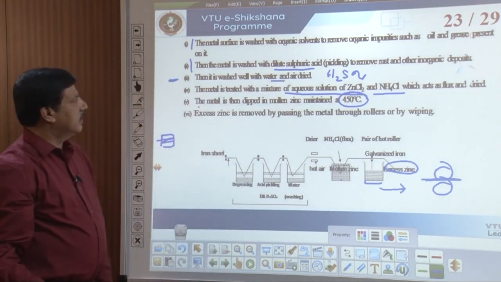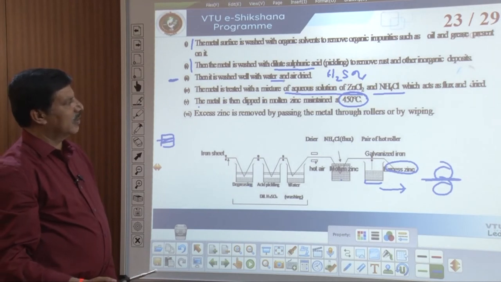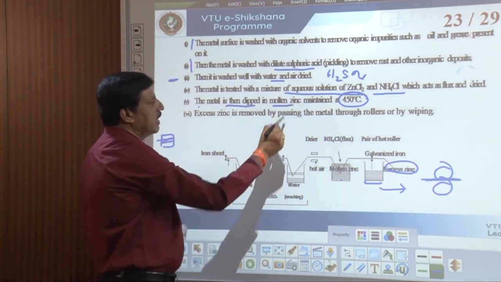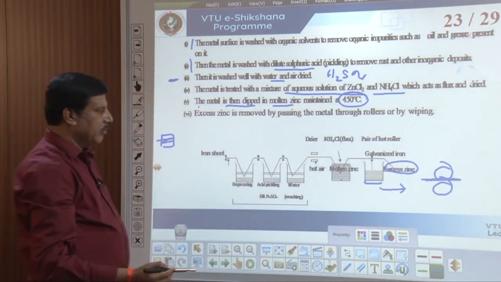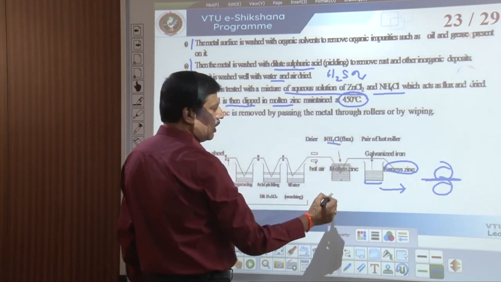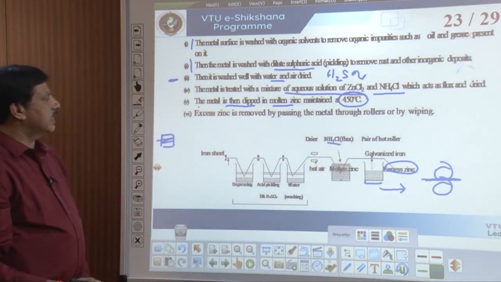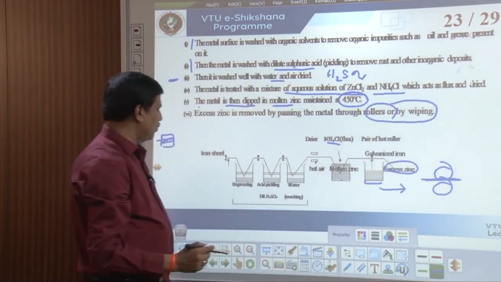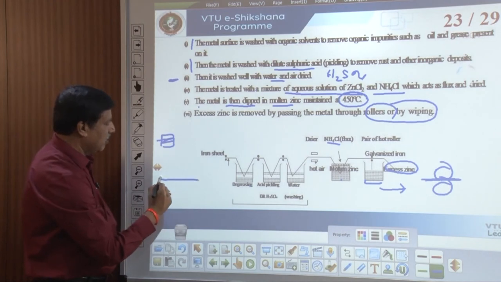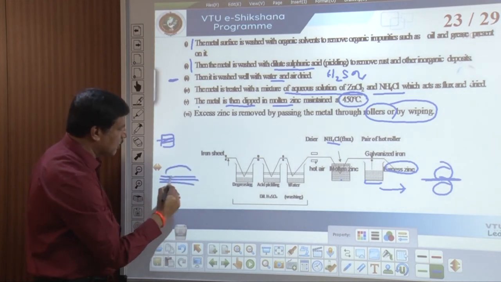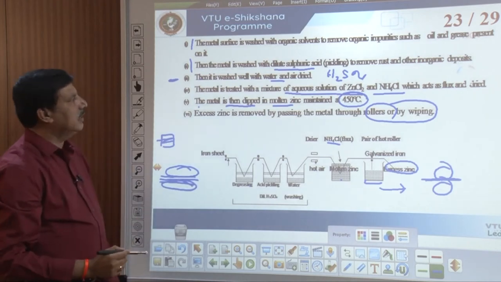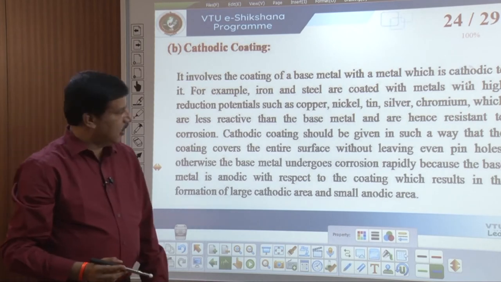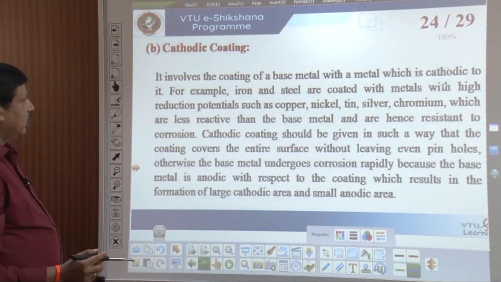Then the object is ready. The metal is dipped in a mixture of aqueous zinc chloride and ammonium chloride, which acts as a flux. The metal is then dipped in molten zinc, maintained at a higher temperature, about 450 degrees Celsius. The excess zinc is removed by passing the metal through rollers or by wiping. So you have to remove whatever excess is there, wipe it, or pass it through a roller, and you will get the expected product.